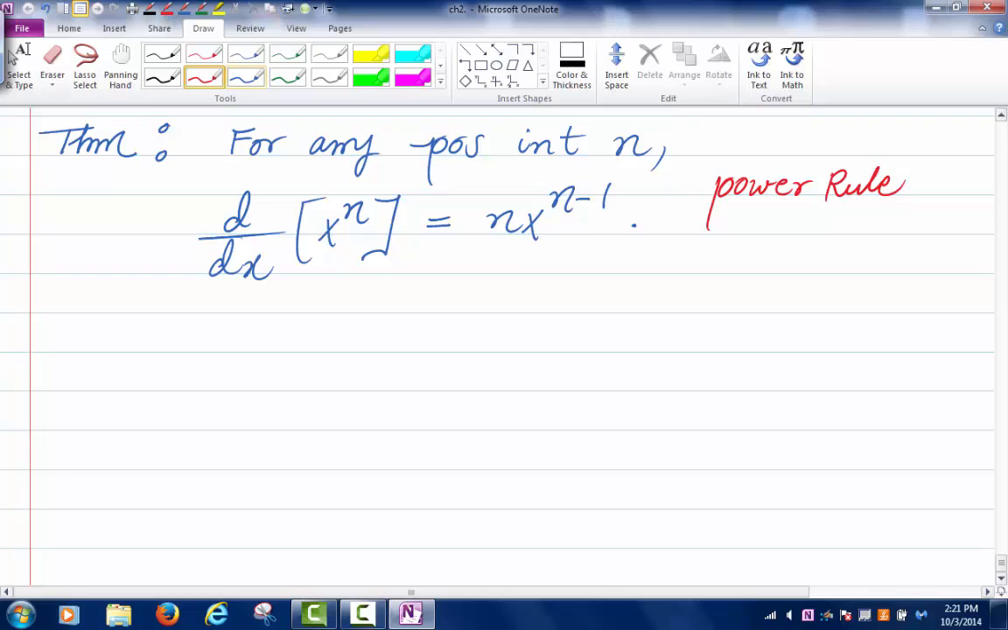And now we can easily compute, for example, the derivative with respect to x of x to the 101, and we know that it should be 101 x to the 100 here. Is that okay?